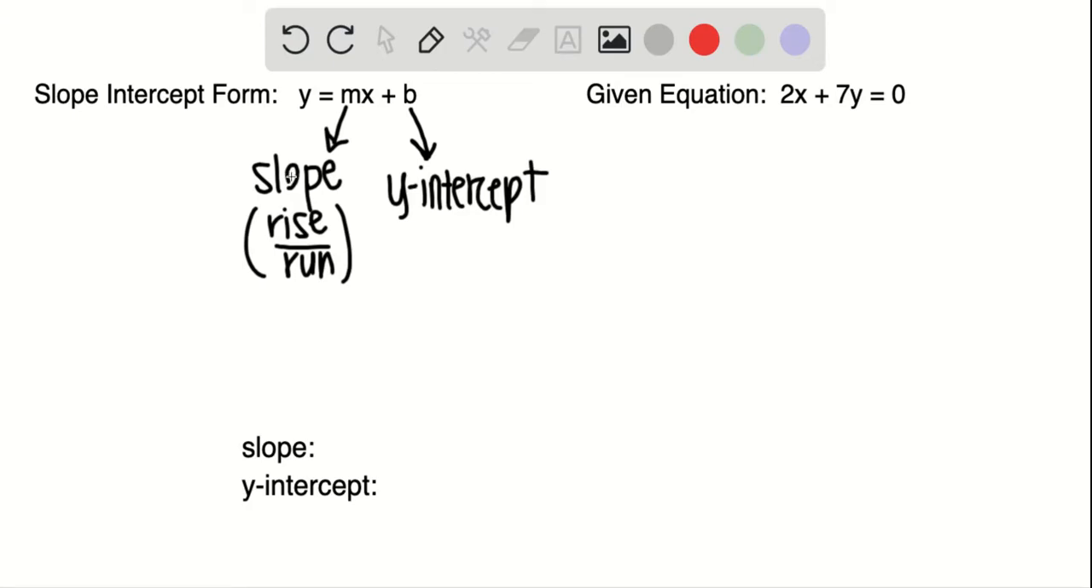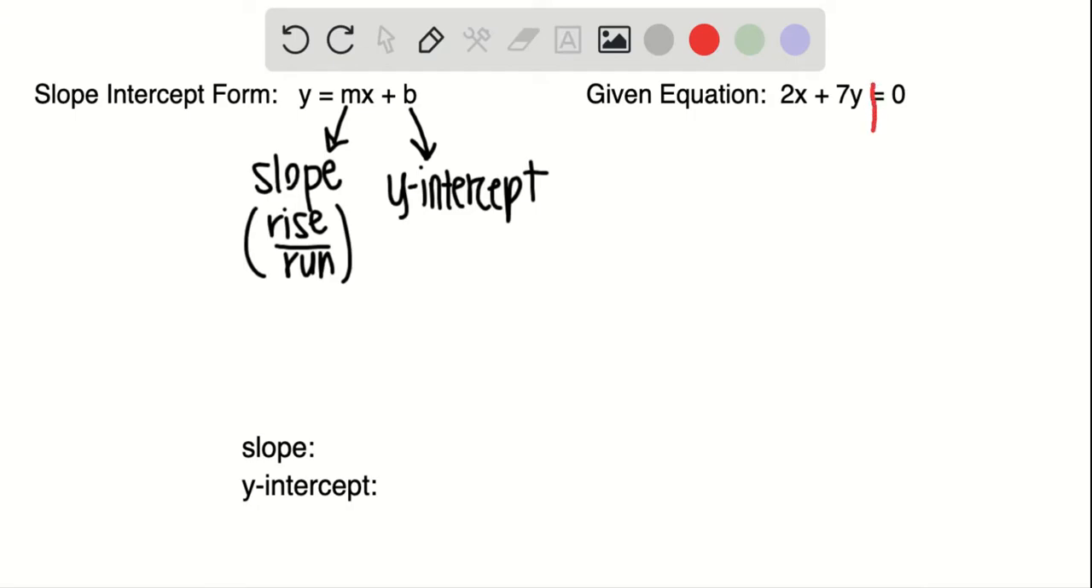to be the slope, and you can think about the slope as rise over run, and b is considered to be the y-intercept. Right now, we do not have this equation of 2x plus 7y is equal to 0 in slope-intercept form, so we're going to go ahead and do that. This is going to be considered a multi-step problem where we're solving for y.